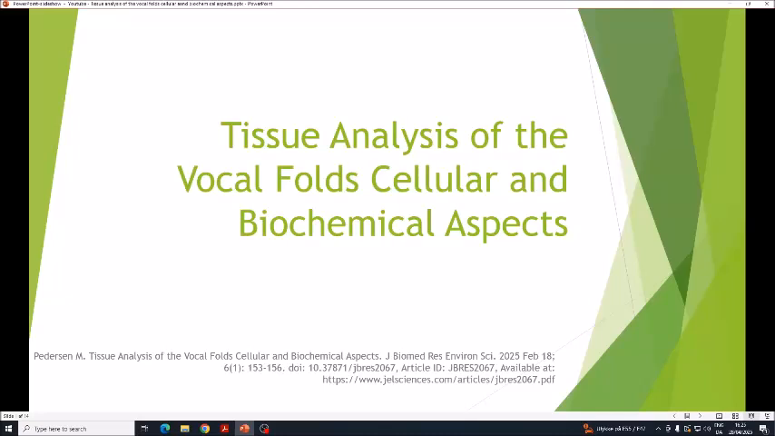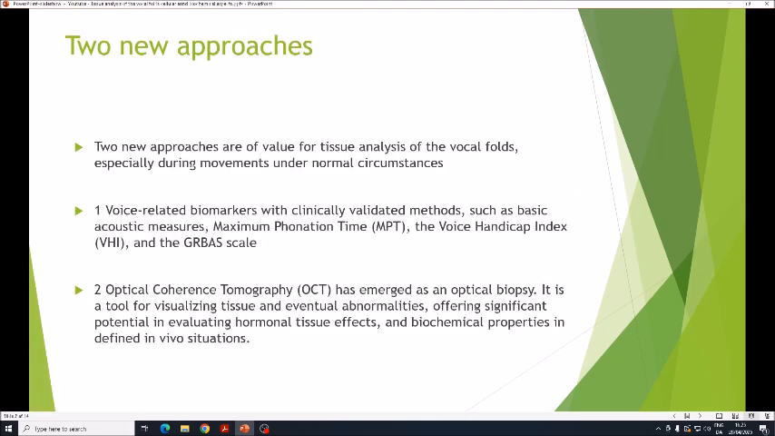Tissue analysis of the vocal folds' cellular and biochemical aspects. We'll look at two promising ways to analyze vocal fold tissue, especially during real-life movement. First, voice-related biomarkers assessed using validated tools like acoustic measures, maximum phonation time, the Voice Handicap Index, and the GRBAS scale. These offer a clearer view of vocal function.